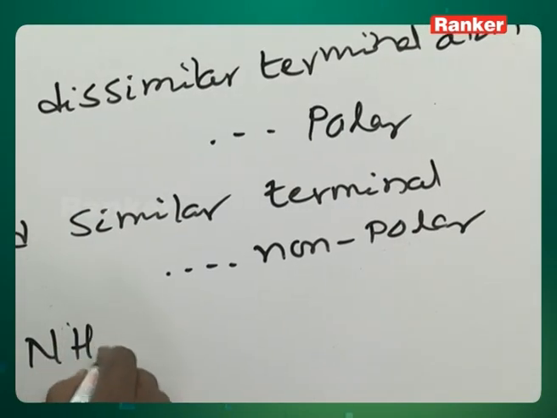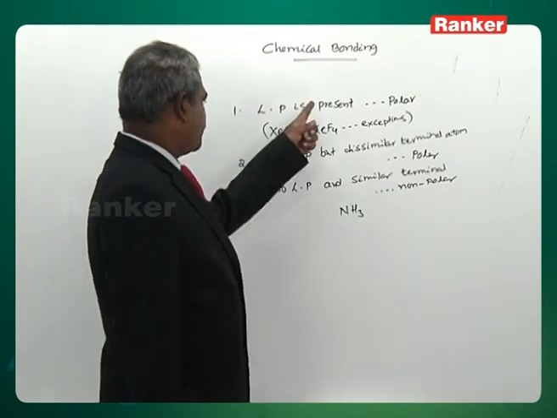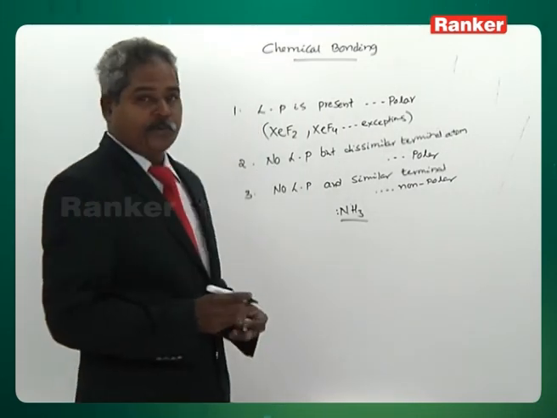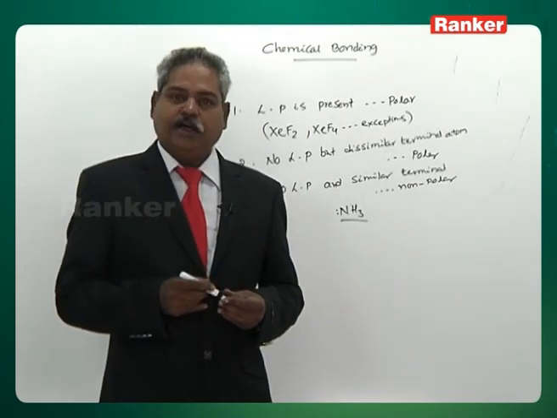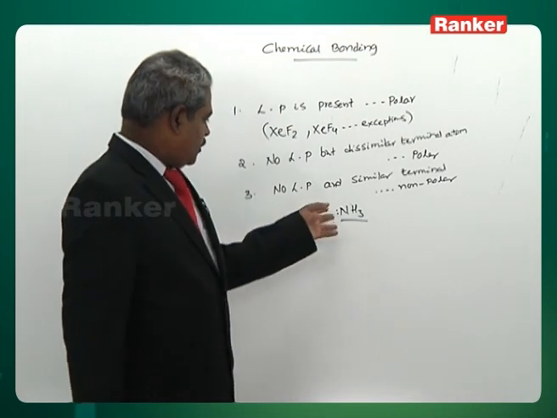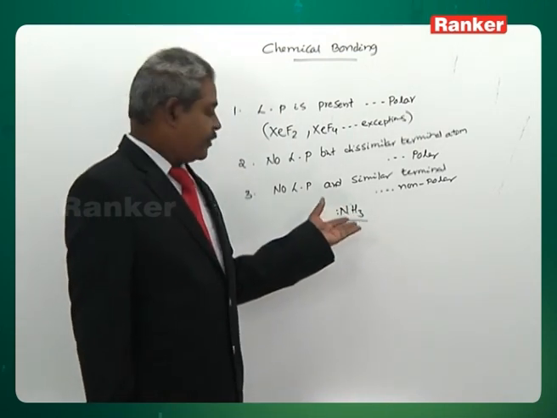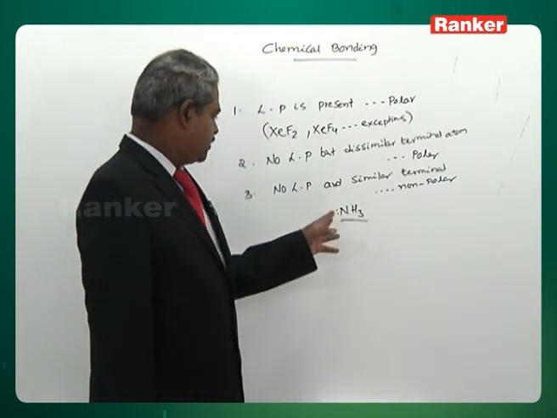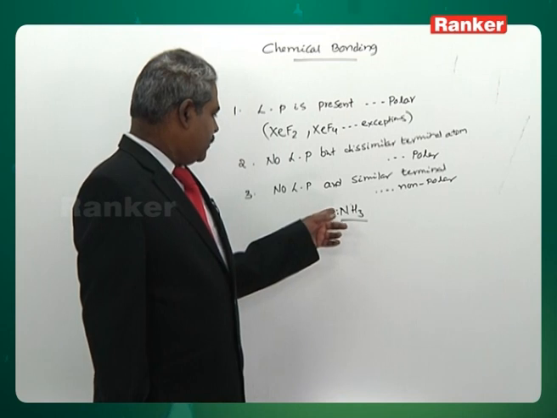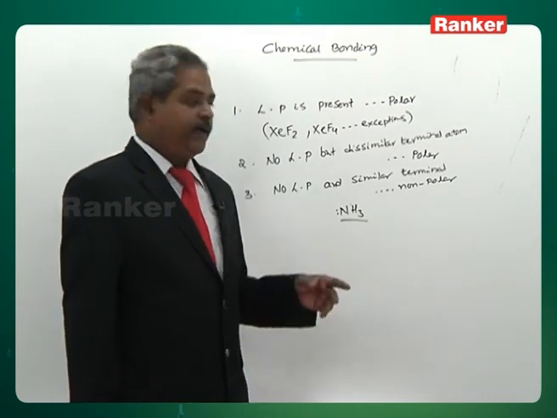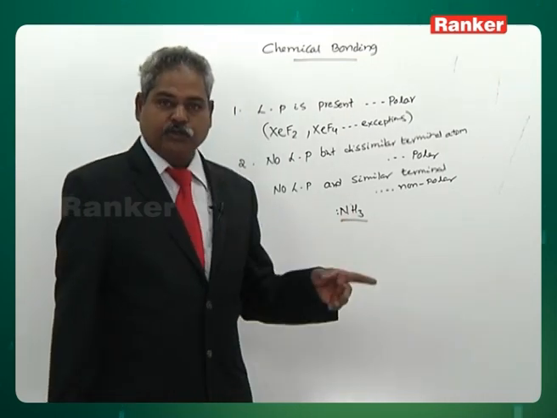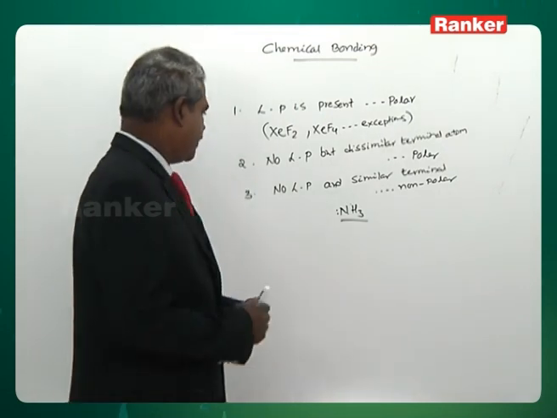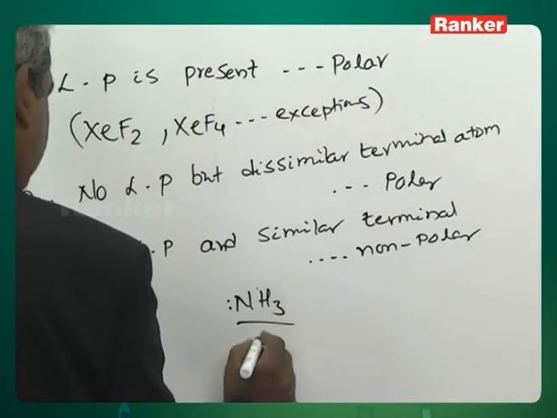NH3. Lone pair is present. Therefore it is polar. So you should know whether a lone pair is present or not. That we discussed earlier: NH3, nitrogen belongs to 5th group, 5 minus 3 by 2. I am once again reminding you of how to find lone pairs. The presence of lone pair leads to polarity, and also to pyramidal geometry. NH3 is polar, case 1.